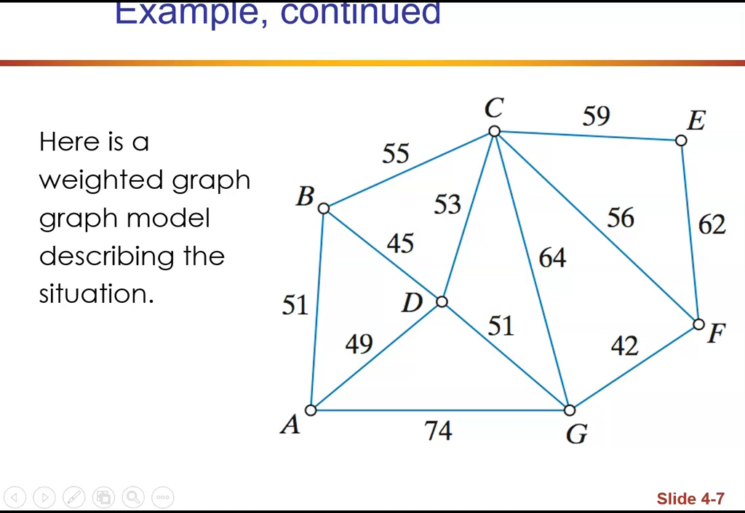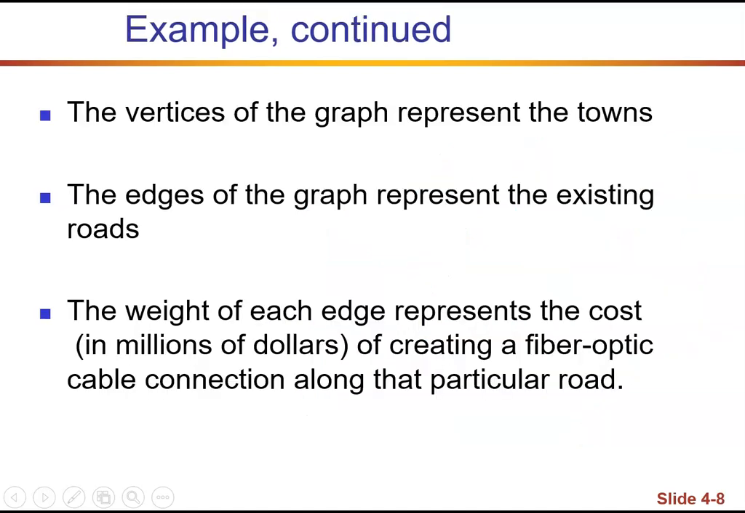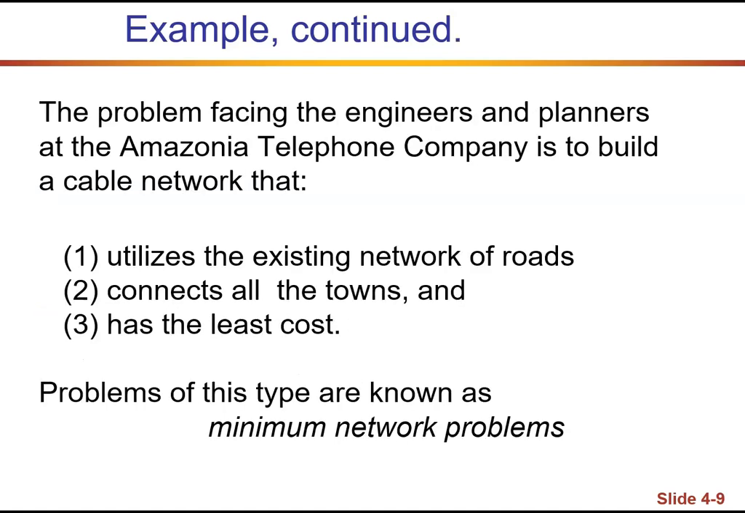Okay. So again, like I just said, vertices are the towns, edges represent the roads or the links. The weight of each edge represents the cost in millions of dollars to create this fiber optic cable connection along that particular road. All right, so the problem that this company faces is utilize the existing network of roads, connect all the towns, and have the least cost. This is known as a minimum network problem.